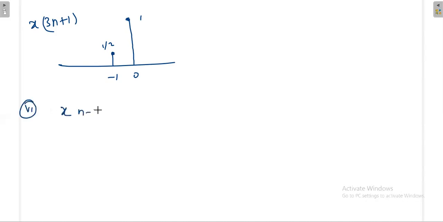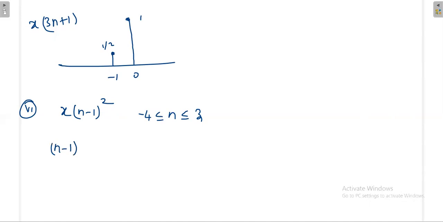Find x of n minus 1 whole square. Again, these are some new operations; this will not come under the basic operations. Whenever they are given like this, you just calculate the mapping in general. For n minus 1, we know the original range of the signal is from minus 4 to plus 3. Then you apply the mapping.